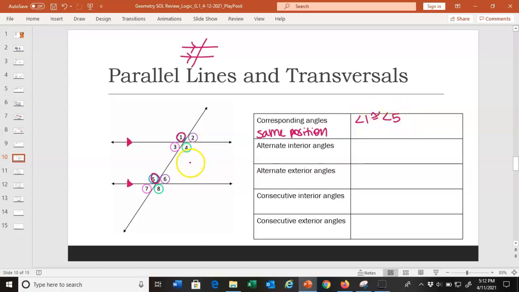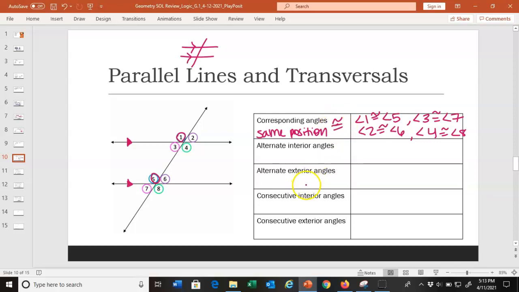There's a lot more of these, right? Like angle 3 and angle 7. They are all in that same position, bottom left, bottom left. Angle 2 and angle 6. And then angle 4 and angle 8. And remember, these are congruent. These are the same.